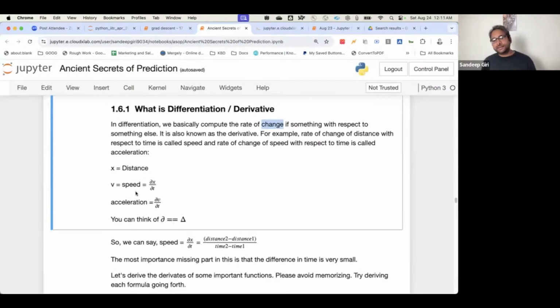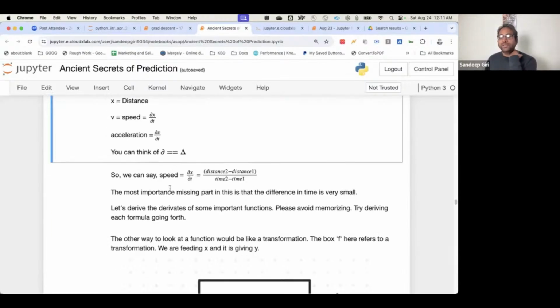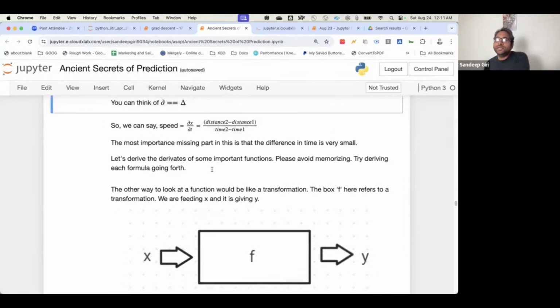If x is the distance, then the velocity or speed is dx by dt. Acceleration is dv by dt. You can think of this as delta. Delta x means x2 minus x1, and delta t means t2 minus t1. So dx by dt is x2 minus x1 divided by t2 minus t1. The only difference is that this tiny input, the denominator, has to be really, really tiny.